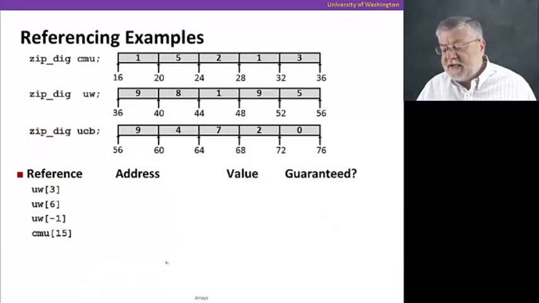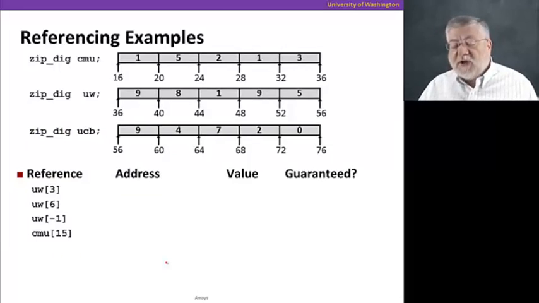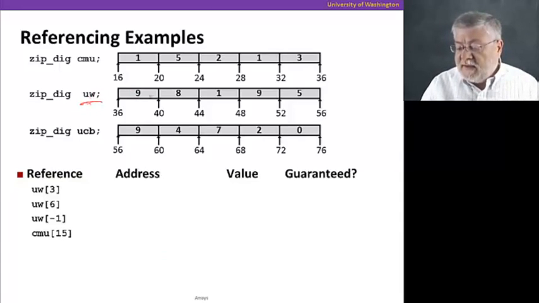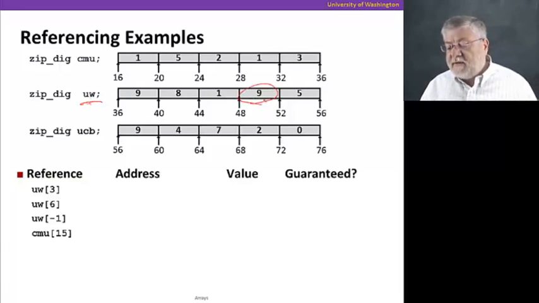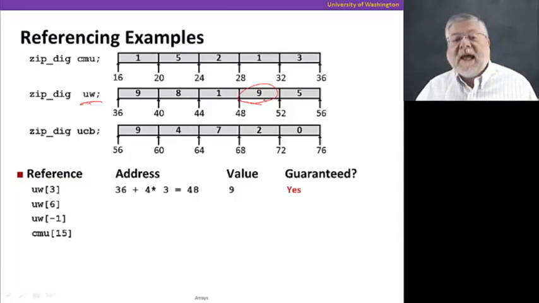Let's take a look at some other examples of accessing these arrays. Let's take a look at UW[3]. What would we expect that to be? Well, we expect to go to the UW array here, and [3] means the 4th element, so it's not the 9, not the 8, not the 1, but it's the second 9 at address 48. And in fact we can compute that by taking the starting address of the array, 36, and adding 4 times 3, the size of an int times the index. The value there of course is 9, and that is guaranteed to be that value in terms of its organization in memory.